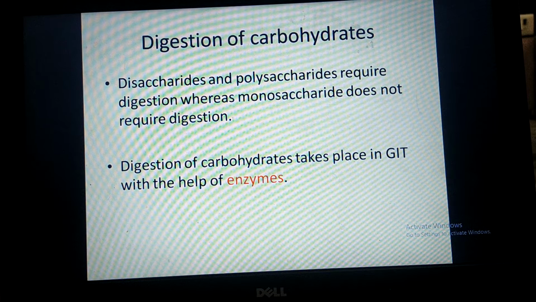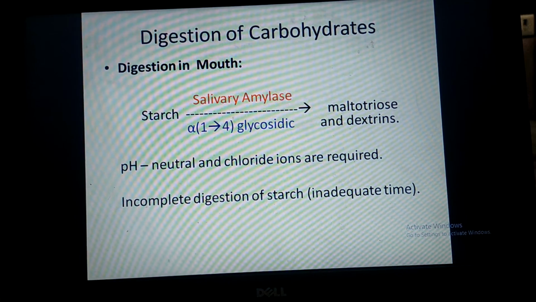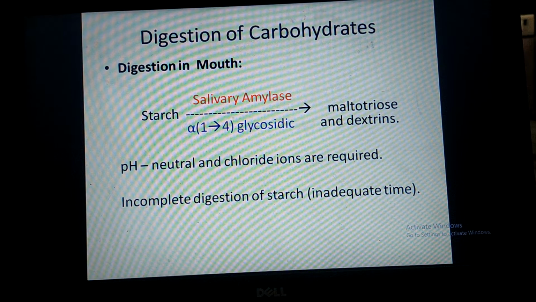Disaccharide and polysaccharide require digestion, whereas monosaccharides do not require digestion, they are directly absorbed into the blood. Digestion of carbohydrate takes place in the gastrointestinal tract with the help of various enzymes. First we will see digestion of carbohydrates. Digestion of carbohydrates starts in mouth.